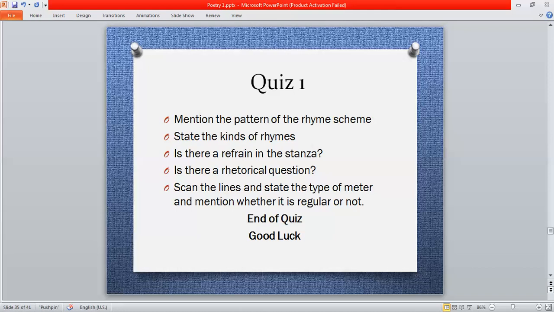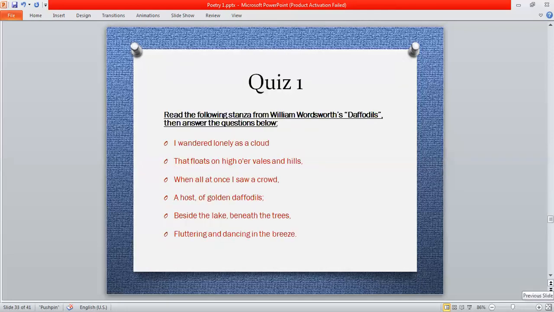You have to mention whether it's regular or not. By regular, we mean it's the same meter all through these lines. If it's irregular or not regular, it means that every line of verse has a different meter or a different number of feet. So, again, you have to read the stanza more than once, and you have to detect or extract all the elements of poetry that we have studied in lecture 1 and lecture 2.